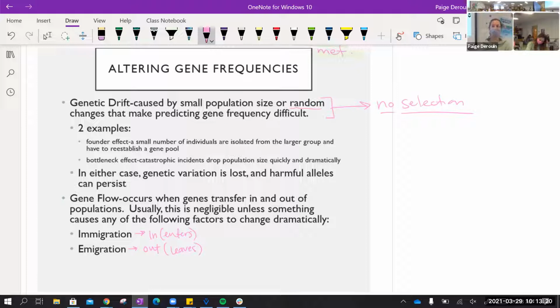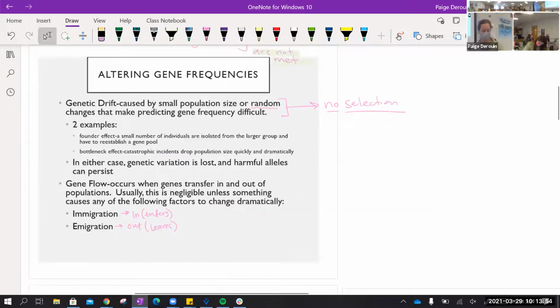So this means if you have a bunch of new ducks that enter the population and they have green bills and there were no green bills before, you're adding genetic variation that didn't used to exist. If you have a bunch of brown ducks that leave the population, now suddenly you've removed some of the variation in the population. So it's altering the frequencies without it being because of evolution. So if these two things are happening, your Hardy-Weinberg equation won't work right.